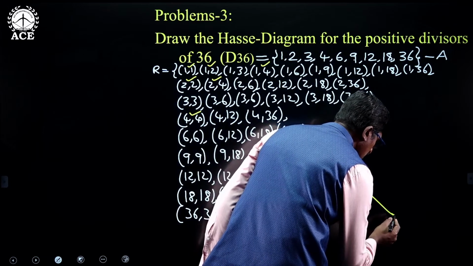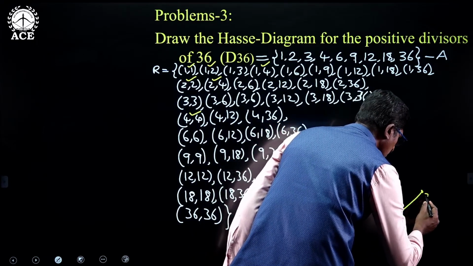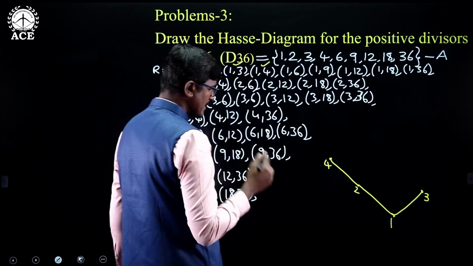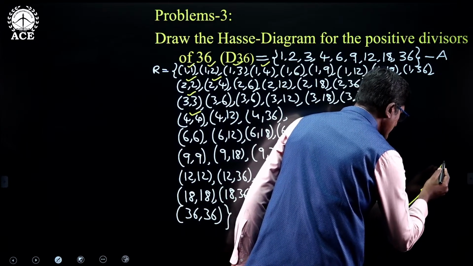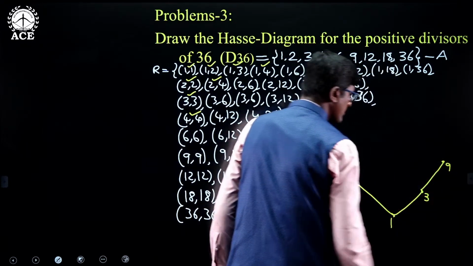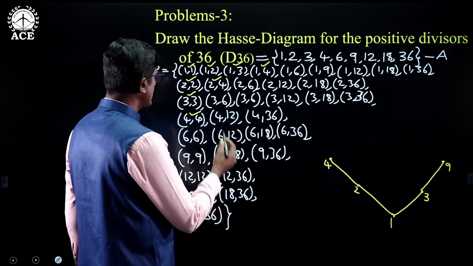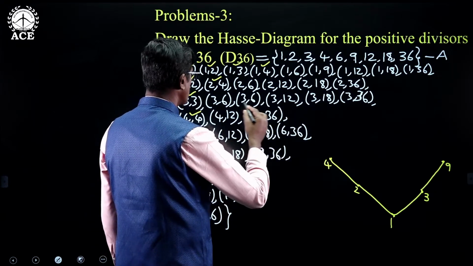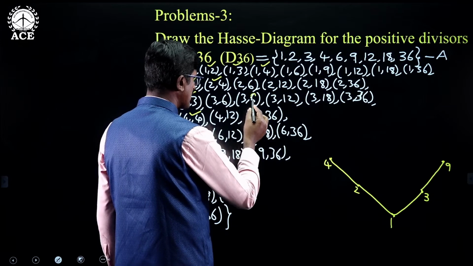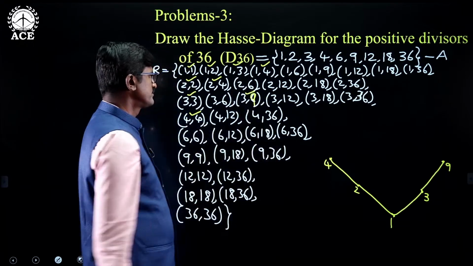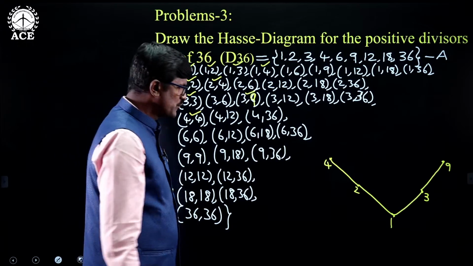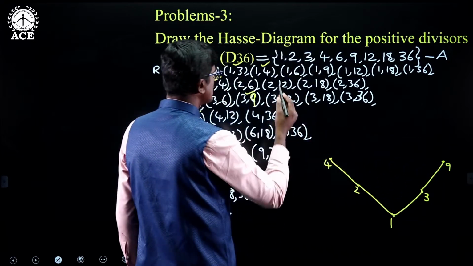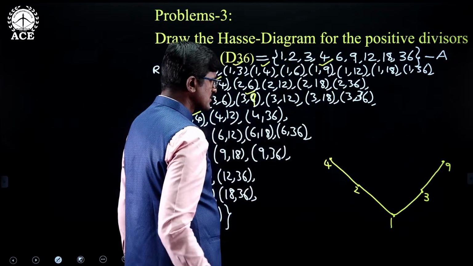Next, 1 comma 3. 3 comma 3. Next, 3 comma 9. So 3 comma 9 is over. From transitive property, if there is a relation from 1 to 3 and 3 to 9, then there must be the relation from 1 to 9. 1 to 9 is also over.